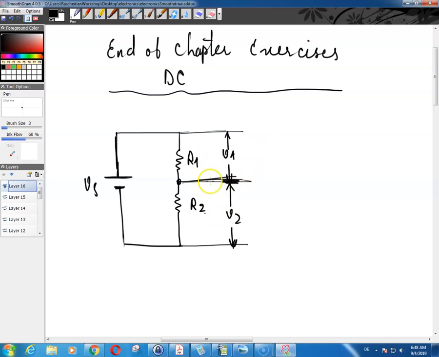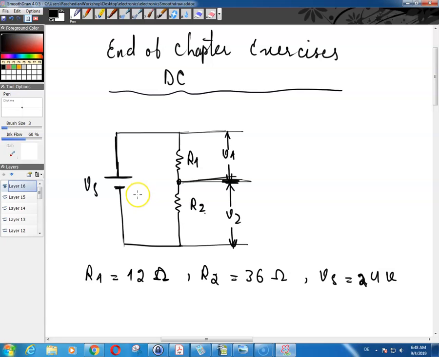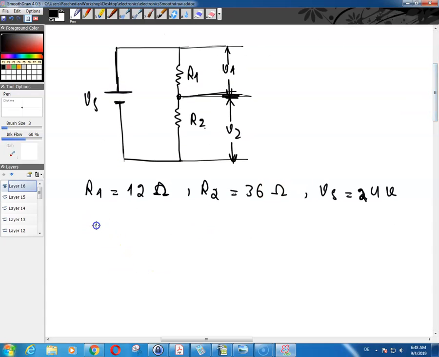Now in this circuit, suppose that your R1 is 12 ohms, your R2 is 36 ohms, and your V of S is 24 volts. Of course, your voltage, as you know, is DC voltage. You want to calculate your R of T and I, for example.